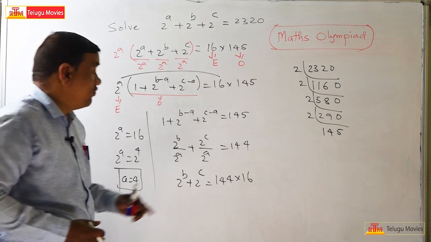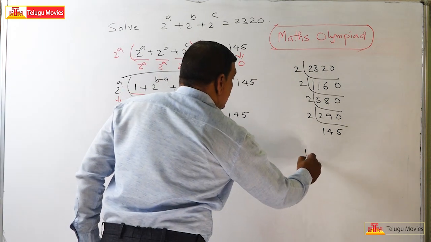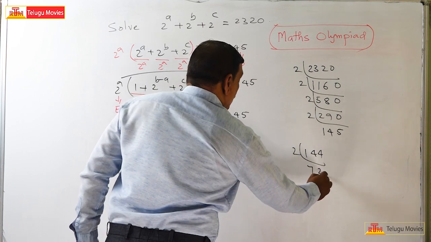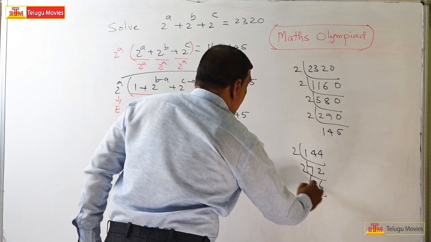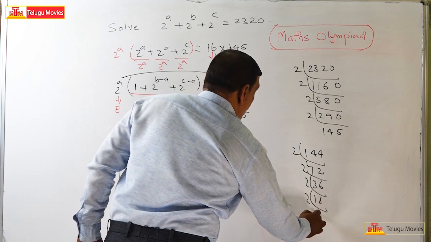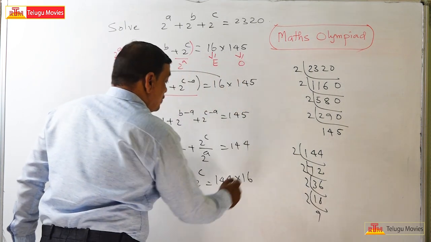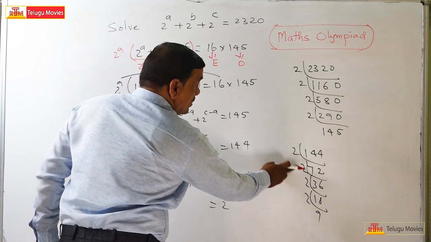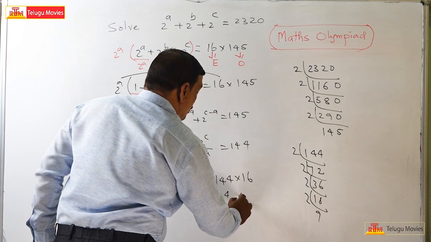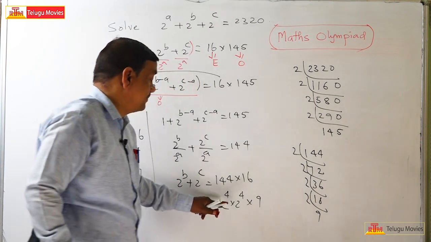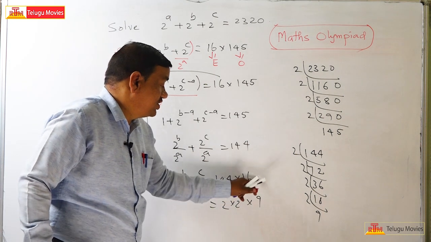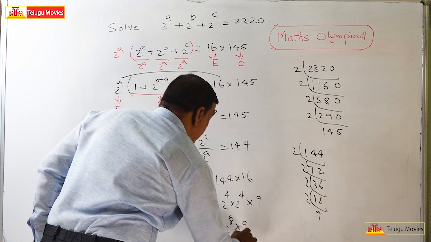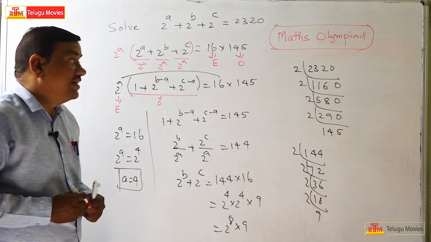Then let us try to write down 144 into 16. So this is equal to 144. First 2. 2 7s are 14, 2 2s are 4, 2 36s are 72, 2 18s are 36, 2 9s are 18, that's all. So this is equal to 2 into 2 into 2 into 2, 16. That means 2 to the power of 4 into 9. 2 to the power of 4, already here 16 means 2 to the power of 4. This is equal to 2 to the power of 8 into 9.